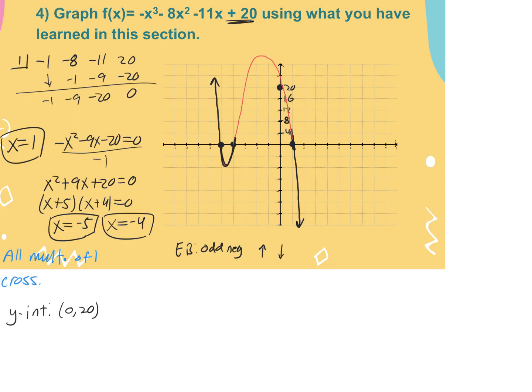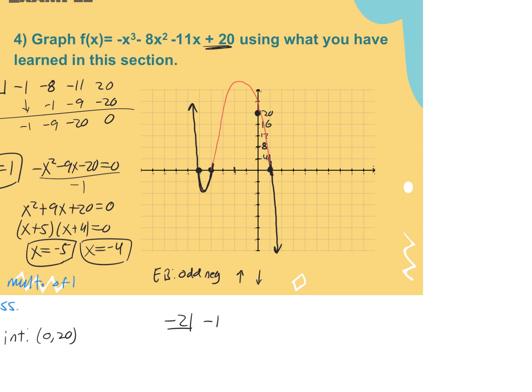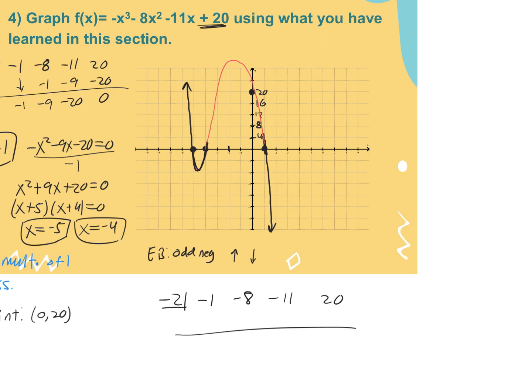So let's try something in this bigger gap. It's pretty safe to assume that we can have a small dip like this, but between these 2 zeros, I really don't know what's going to happen. It could go way up like that, or it might just be a really narrow bounce like that. So let's test a value. Let's say negative 2. Let's pick negative 2, and then we're going to get negative 1, negative 8, negative 11, and 20. And let's see what this gets us.